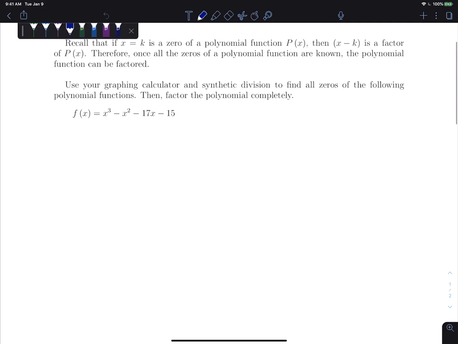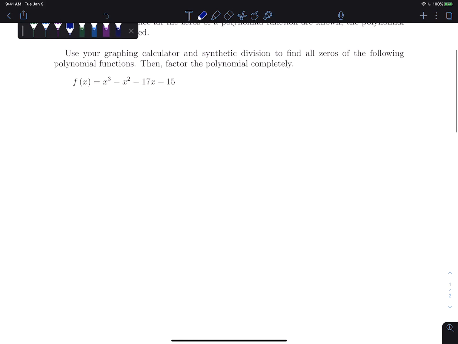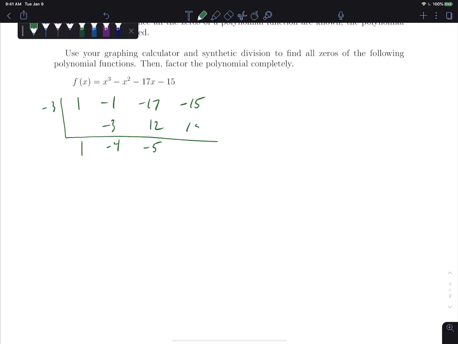Okay, welcome back to the notes here. Just a reminder, we have -3, -1, and 5 as the zeros, so let's go ahead and test the -3. Upside down division: 1, -1, -17, -15. Bring down the 1, multiply, add, multiply, add, multiply, and add. And we just proved that -3 is a zero, and what we see here is a quadratic. If you want to, you could just write down the quadratic and factor that. But let's just continue with the other zeros.